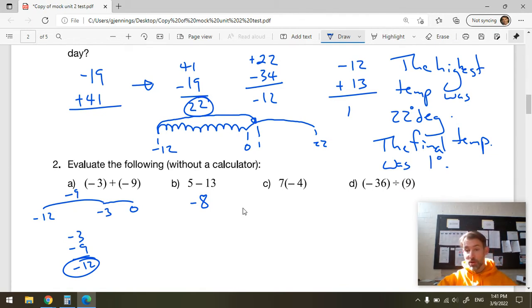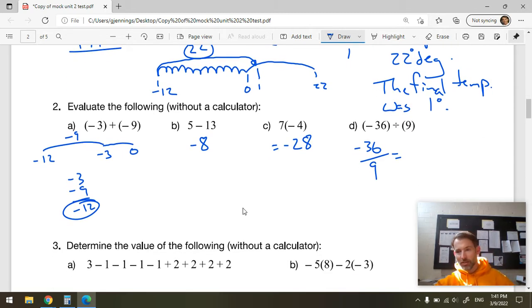A negative times a positive gives me a negative, so this is negative 28. And negative 36 divided by 9 is an ugly way of writing this question. Write it this way, negative 36 divided by 9. And then you can write 36 in a new way. You can write that as 9 times 4 divided by 9, and these 9s would cancel. Gives us our answer 4. Wait a minute, no it doesn't, it's negative. Okay, so the answer here will be negative because we have one negative in there, so the answer is negative.